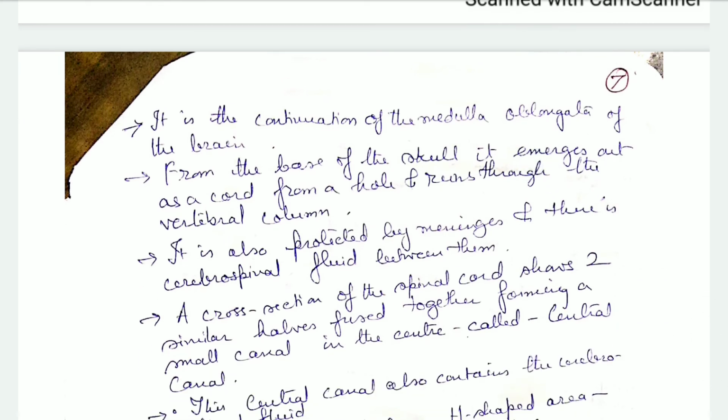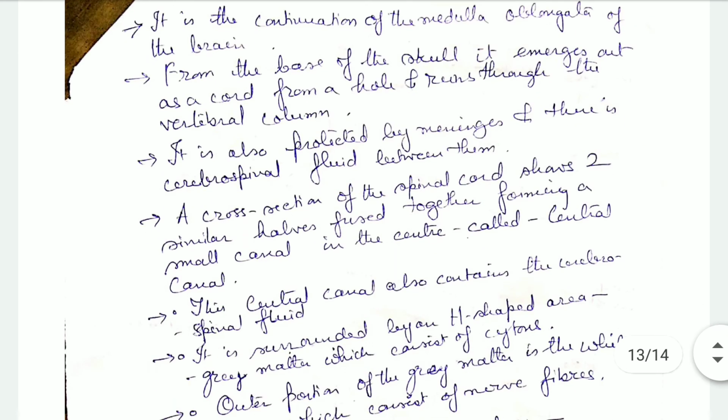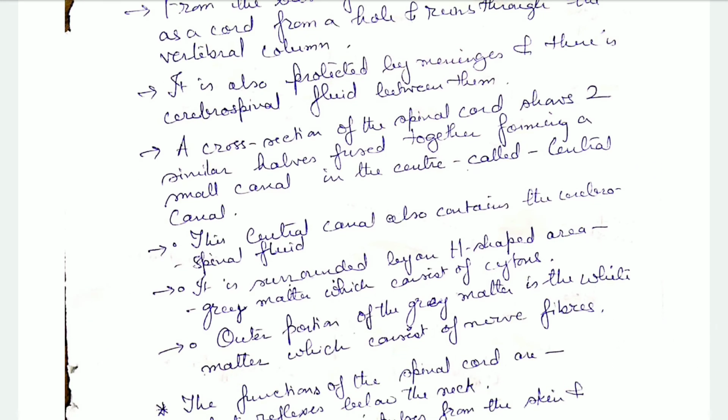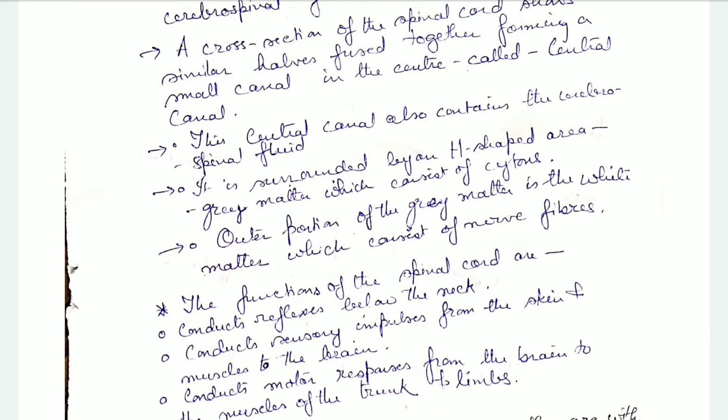Now we come to the description. I told you that the spinal cord is the continuation of the medulla oblongata of the brain. From the base of the skull, it emerges as a cord through a hole and runs through the vertebral column. It is also protected by meninges like the brain, and cerebrospinal fluid is present between the meninges. A cross-section of the spinal cord shows two similar halves fused together, forming a small canal in the center known as the central canal.